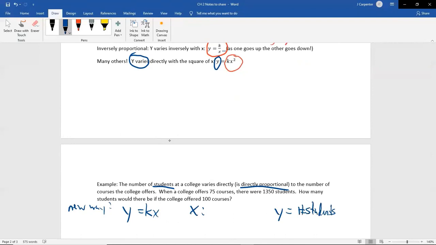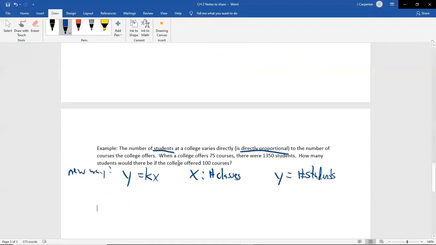X then would be the number of classes. I will say this one last time before moving on. You can completely swap X and Y. Your algebra will look a little different, but you will ultimately end up at the same number of correct students if you didn't make any algebraic mistakes yourself. So X, I'm calling the number of classes. Y, I'm calling the number of students. That's how I chose to do it.